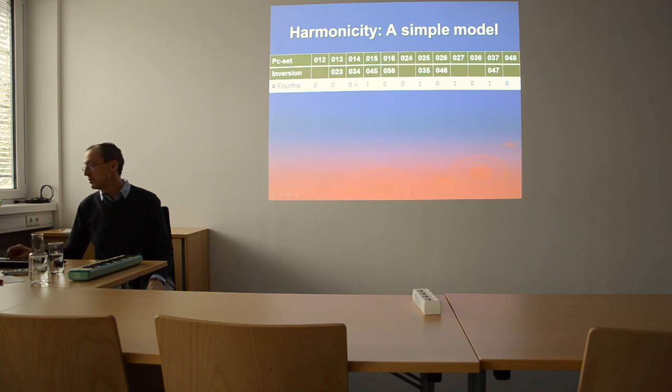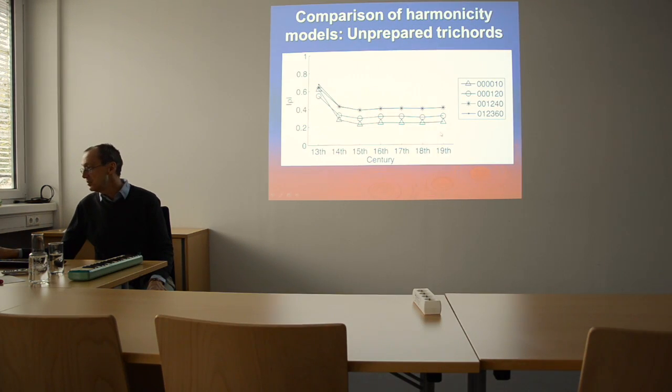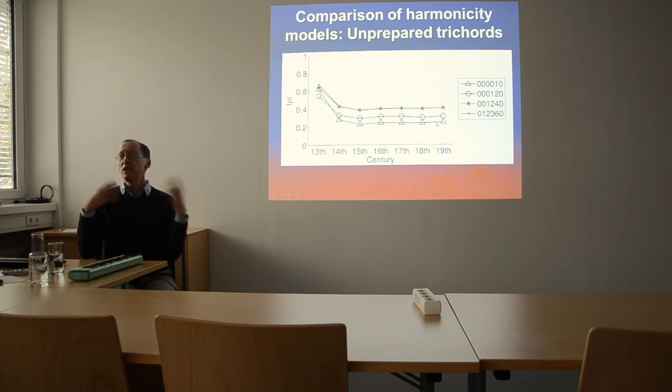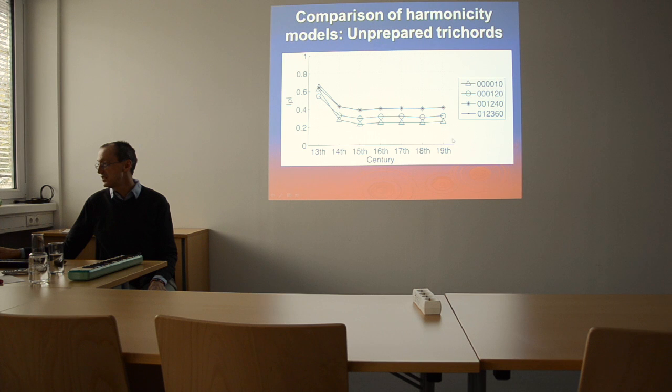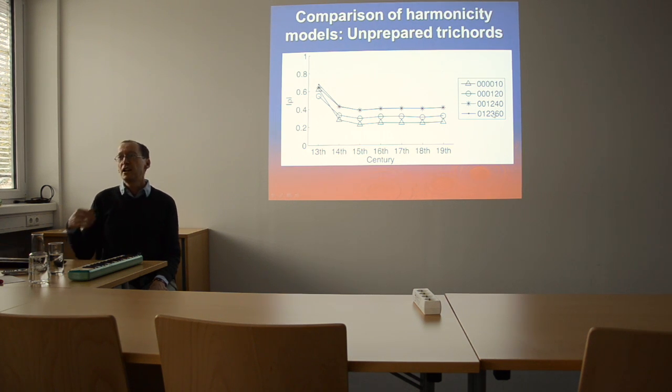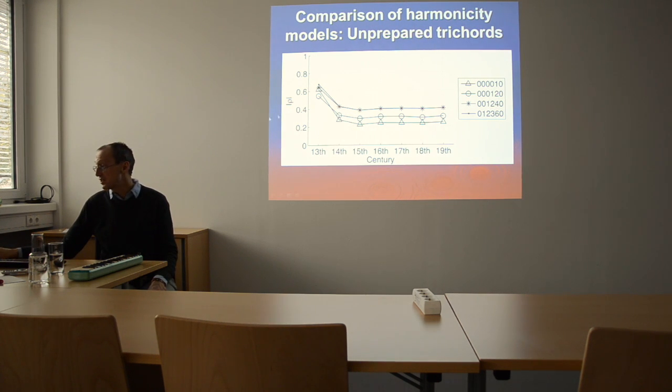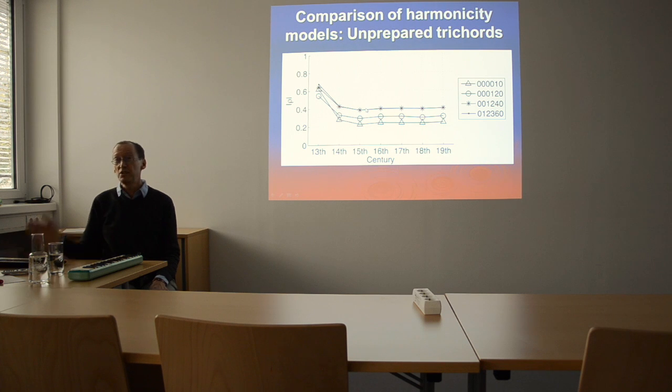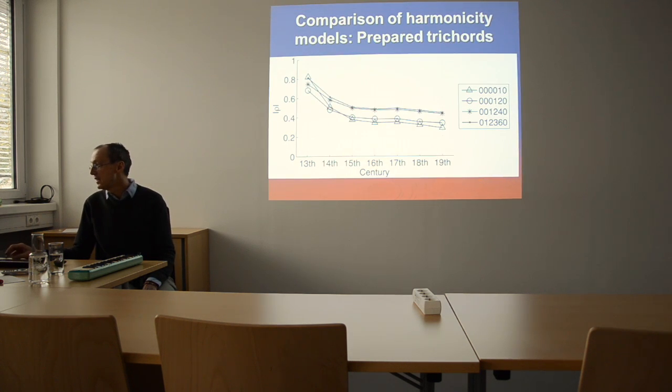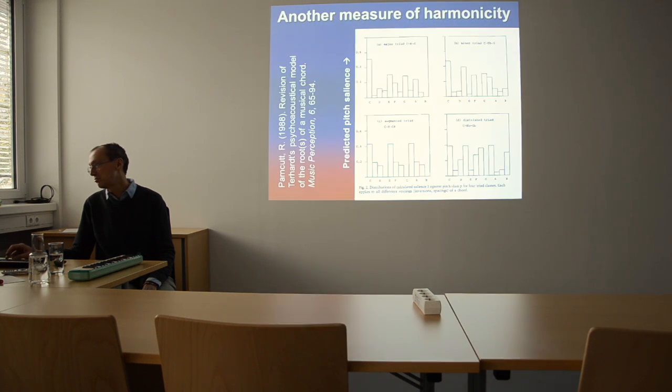Again, we made a very simple model, and we discovered that the simple model again gave a significant correlation with the frequency of occurrence of the chords in the different centuries. And if we used a more sophisticated model of harmonicity of chords, which I've got here, we got a better correlation going up here. So that was good. We thought, you know, we're making progress now. We seem to be able to account for the frequency of occurrence of chords. Something similar for prepared chords, unprepared chords.